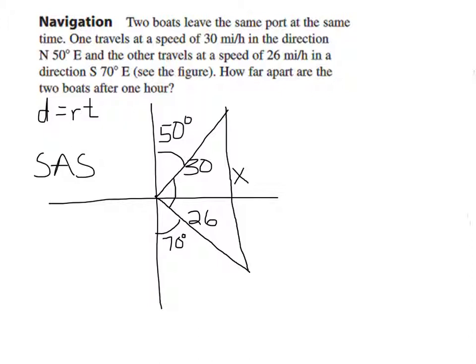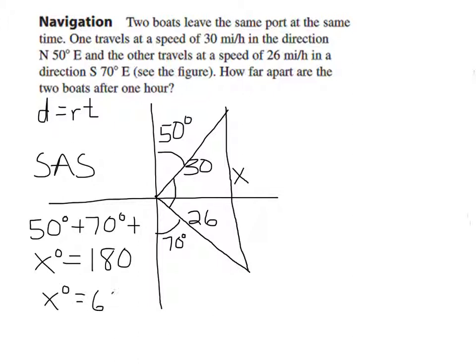Well, that angle is easy to determine because if I add together 50 degrees plus 70 degrees plus my unknown angle there, it has to be equal to 180 degrees. So this angle must be equal to 60 degrees. So I can label that.